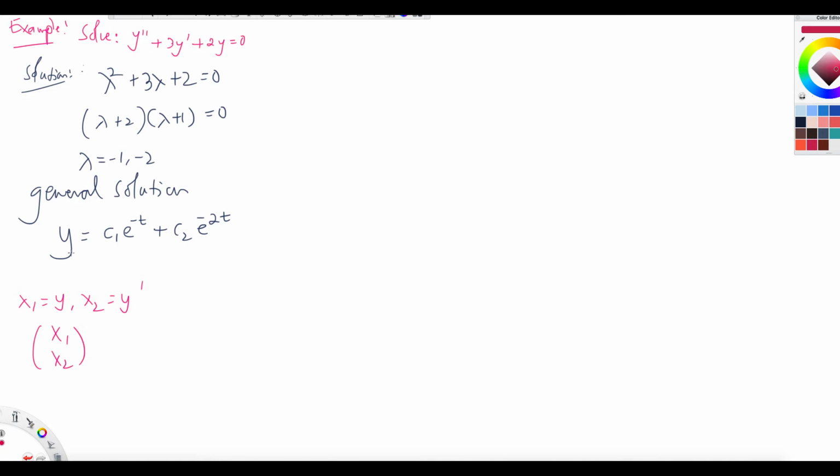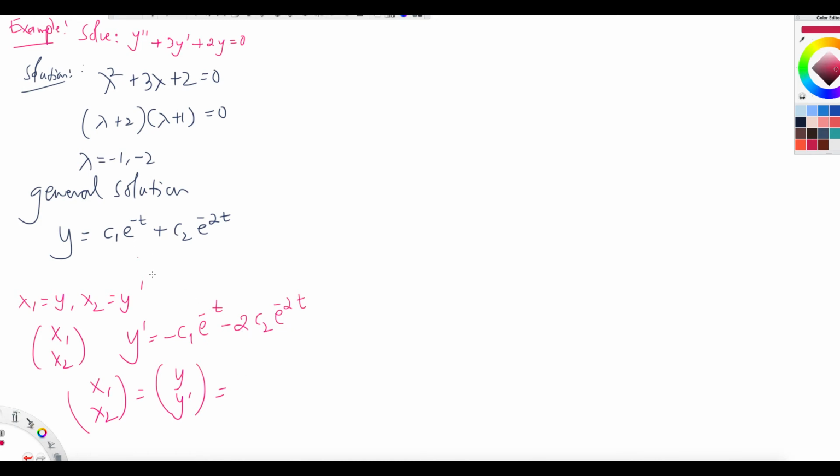Now, we have the values for x1, but what is the value for x2? X2 is y prime. So what is y prime? Let's find y prime from here. So y prime is equal to the derivative of that, negative c1 e to the negative t, and minus 2c2 e to the negative 2t. I'm just finding the derivative of y with respect to t, right? So what do you get then? Therefore x1, x2, which is the same as y and then y prime, you just combine these two, okay?